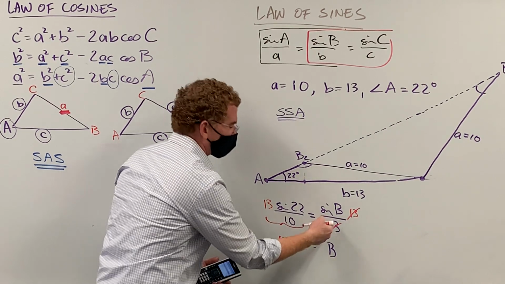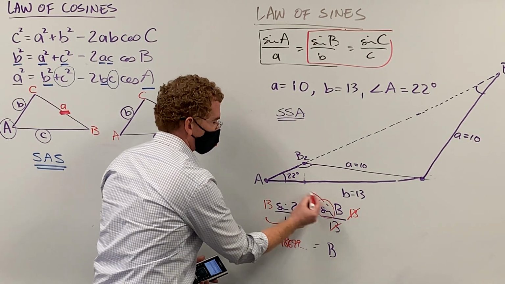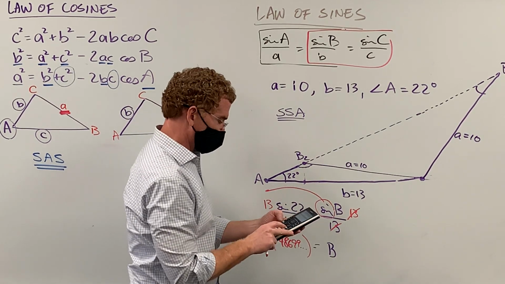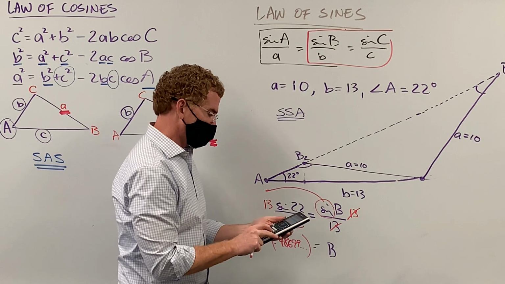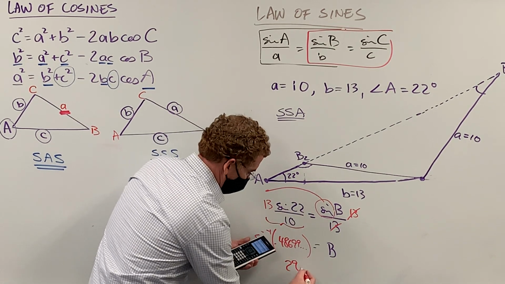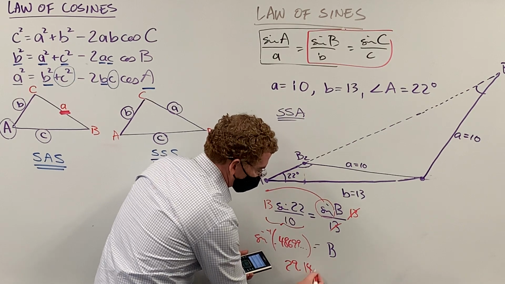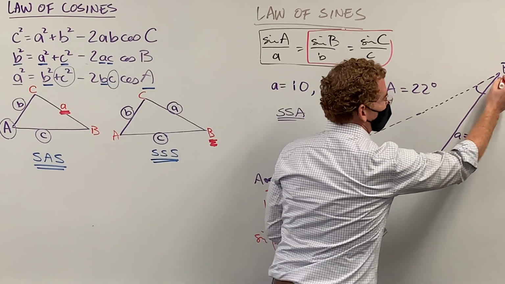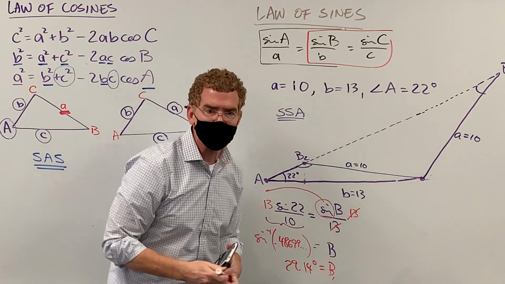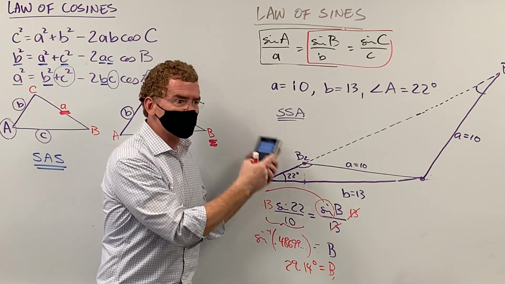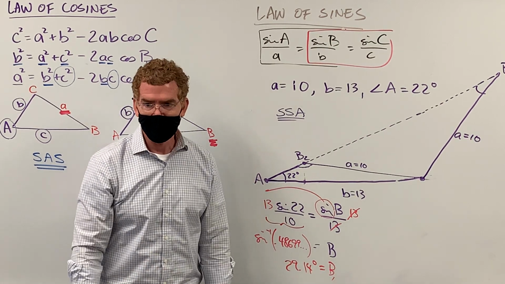0.48699, yada, yada, yada. And then what would I do to get rid of this? Inverse sine all of that. And when I inverse sine the answer, I get 29.14 degrees. So my first B is 29.14. But we know that there's two triangles whenever you're forced into this situation.